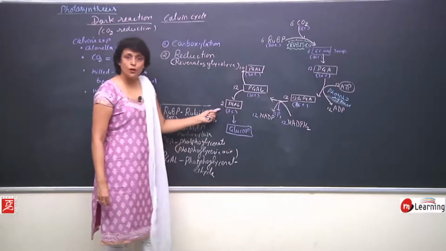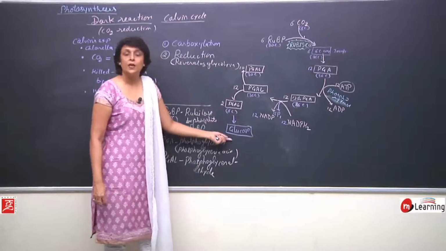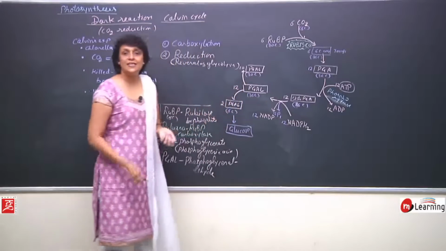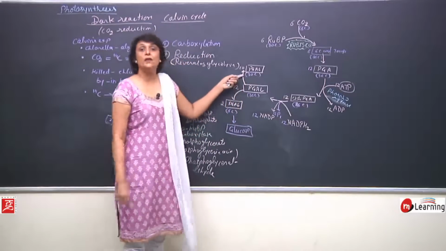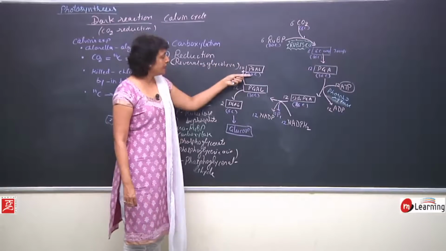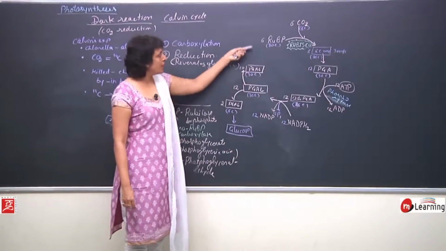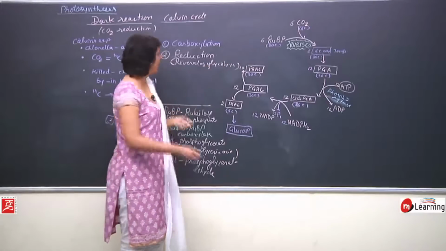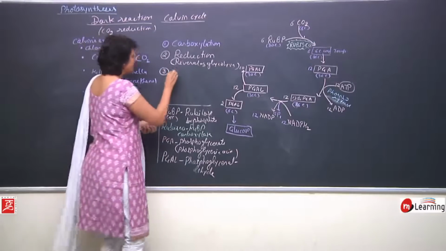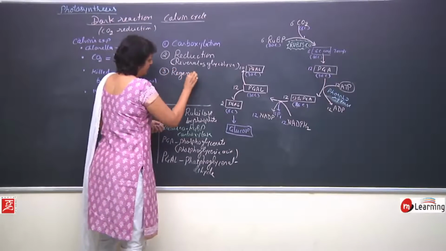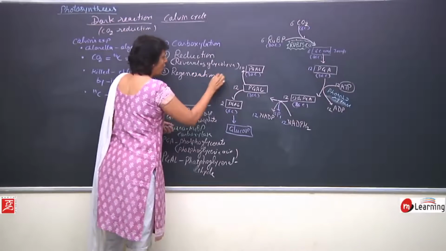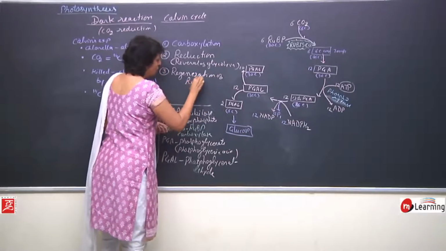Now these 2 molecules which are separated, they would help in glucose synthesis. These 10 molecules of PGAL, they would rearrange themselves to form RUBP. So basically these 10 molecules are helping in regeneration of RUBP. So step number 3 of this cycle is regeneration of RUBP.